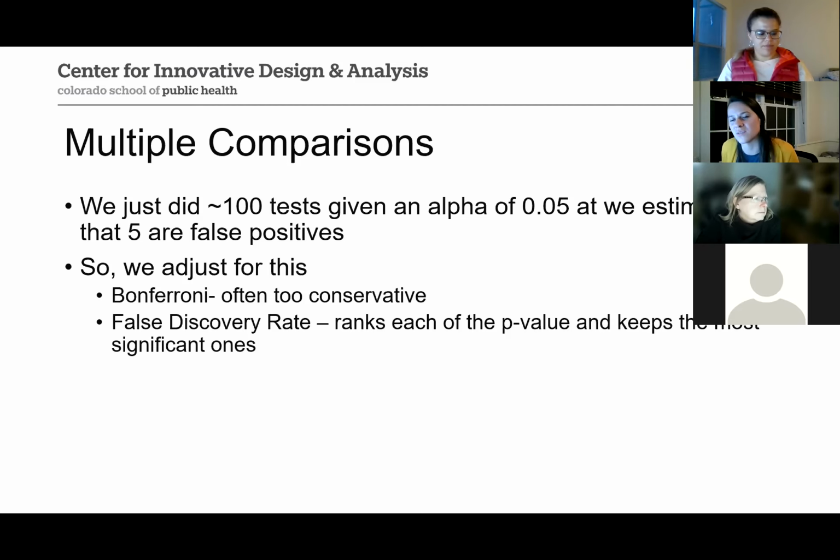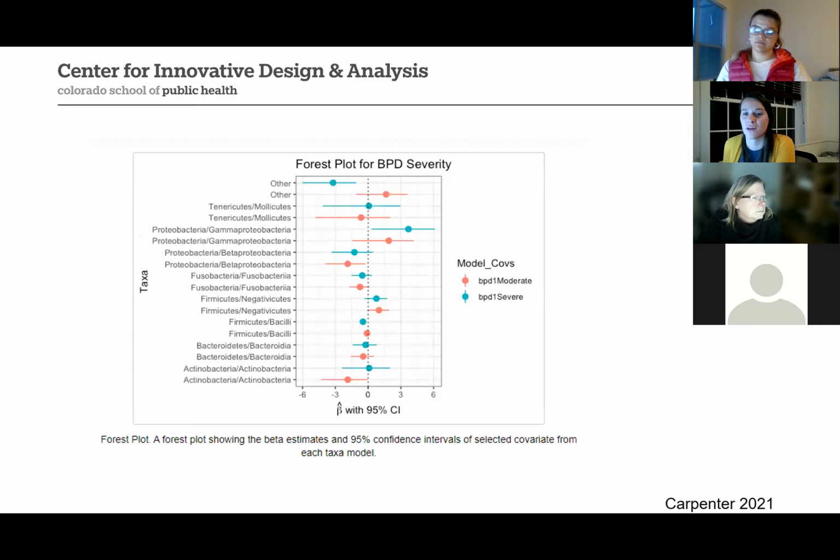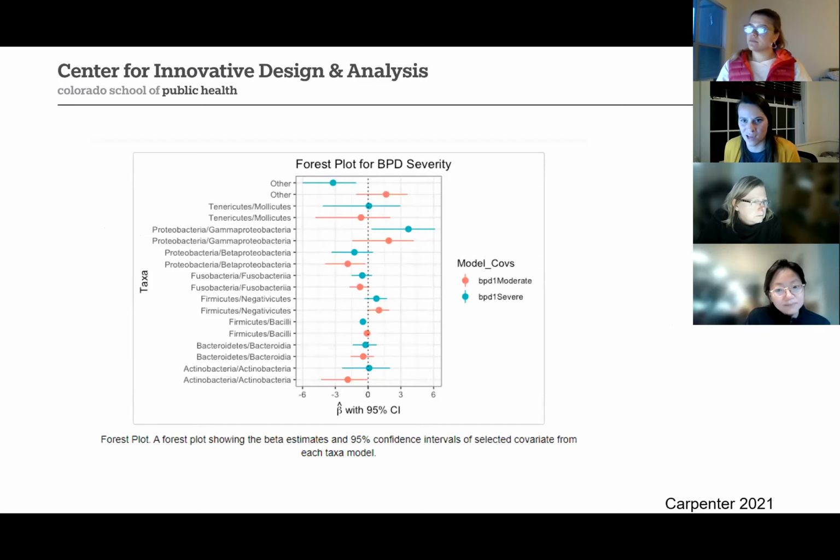So instead, what we do is what's called the false discovery rate. It's often referred to just as an FDR, which ranks each of the p-values and then just keeps the most significant ones. So now that we've done all of our tests and we have adjusted for the fact that we did all of our tests, how do we look at it? This is a really great graph. I've said really great graph like 16 times, and I'm aware of that, sorry.